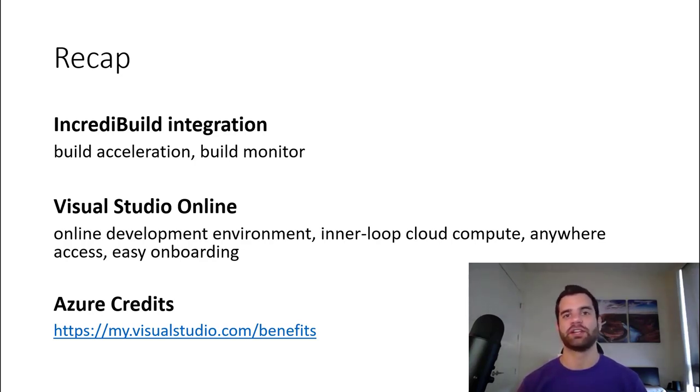You can get the extension in the Visual Studio installer and it gives you build acceleration on up to 8 cores and access to their build monitor, which lets you diagnose bottlenecks and which build tasks are taking the longest.